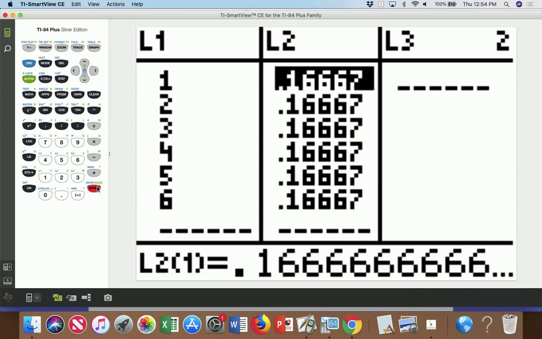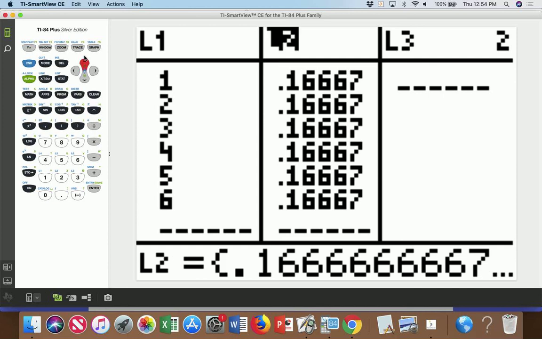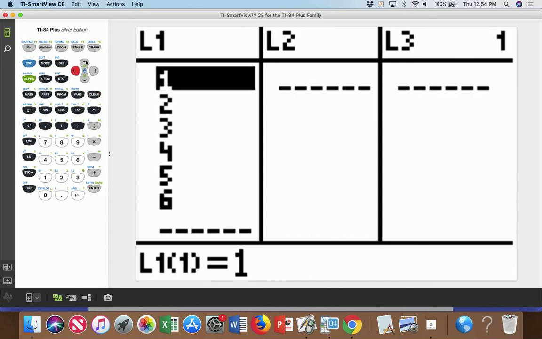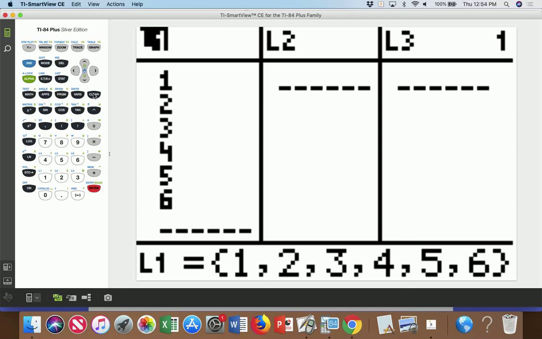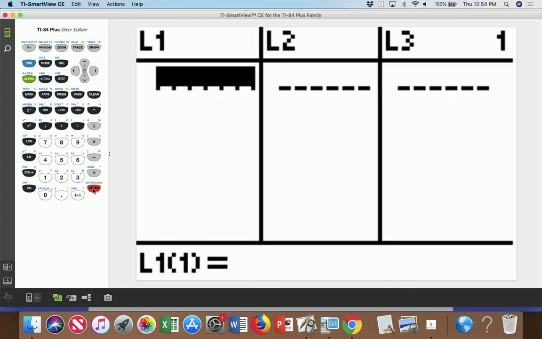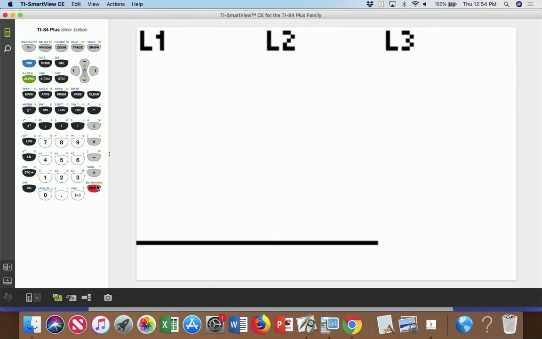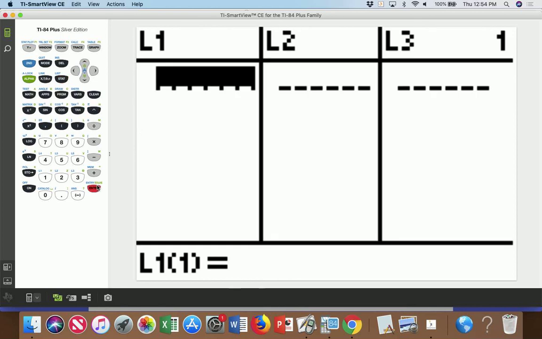Now, I have mine entered in, but I'm going to pretend like that's a bunch of other stuff. So I'm going to go all the way to the top and clear out my lists. Go to that, hit clear, and then enter. Now remember, if you lose a list, go to Setup Editor if you don't have that in your options. So now put your random variable into list 1 and the probabilities in list 2.